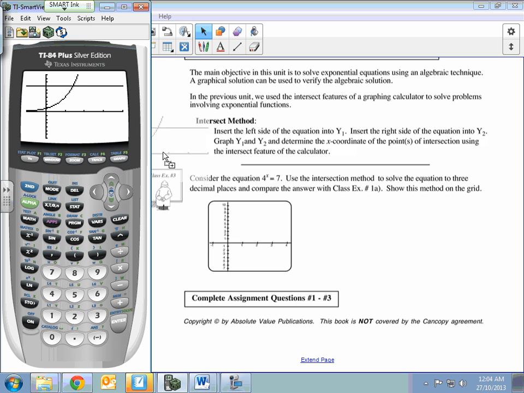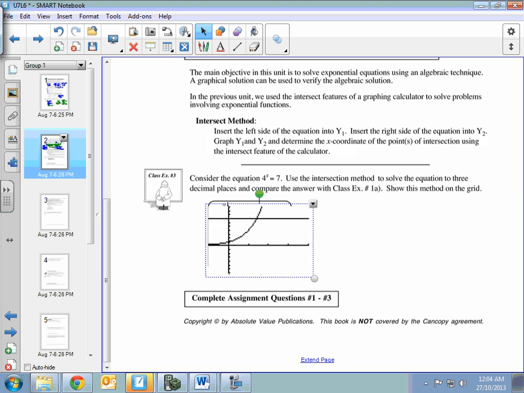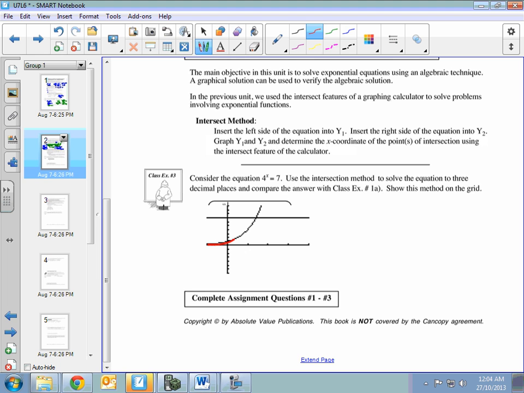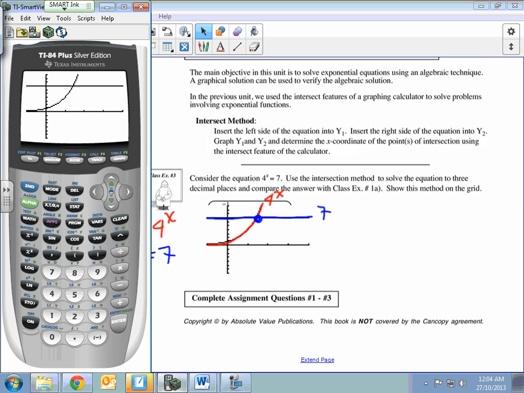You guys are going to draw this graph into yours. I'm just going to drag it here so it's easy for me. This curved one, I'll label, is 4 to the x. We know because it's exponential, so y1 equals 4 to the x. And the straight graph is 7, so y2 is equal to 7. Right here, this big dot is our solution. We have them crossing each other, so let's find the intersect: second trace, number 5 is intersect.